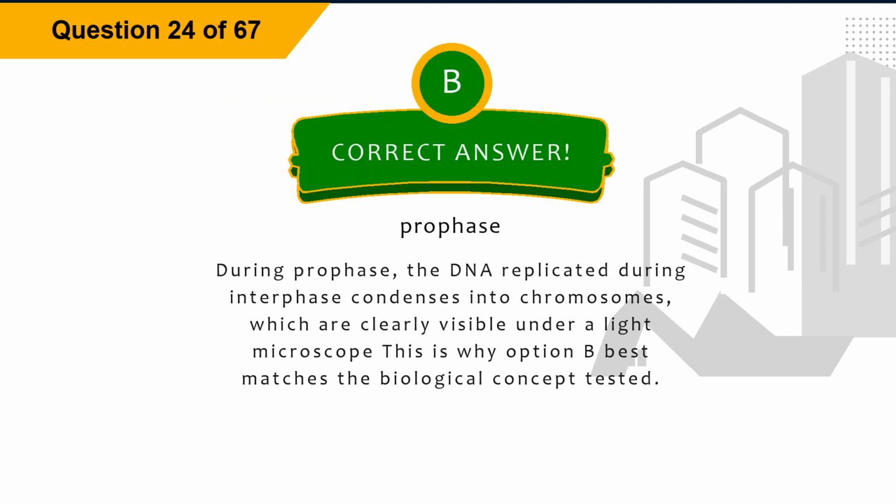Explanation. During prophase, the DNA replicated during interphase condenses into chromosomes, which are clearly visible under a light microscope. This is why option B best matches the biological concept tested.